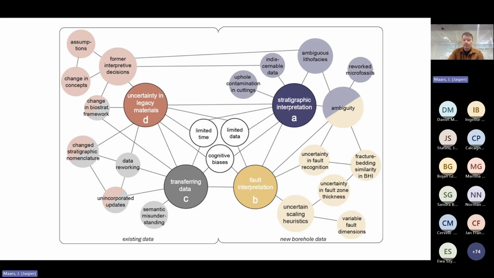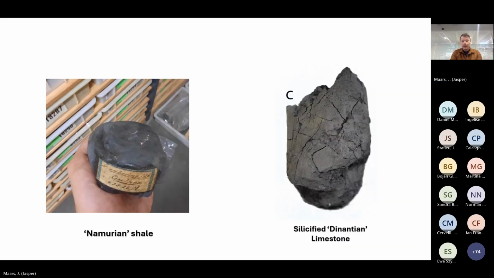And this, of course, stems from decisions that you have to make to complete the product, to complete the geologic map. One important one is the stratigraphic interpretation. Sometimes there are multiple valid interpretations of which stratigraphic unit the rock actually is. And this mostly relates to what I call an ambiguous facies. Here is an example of that.